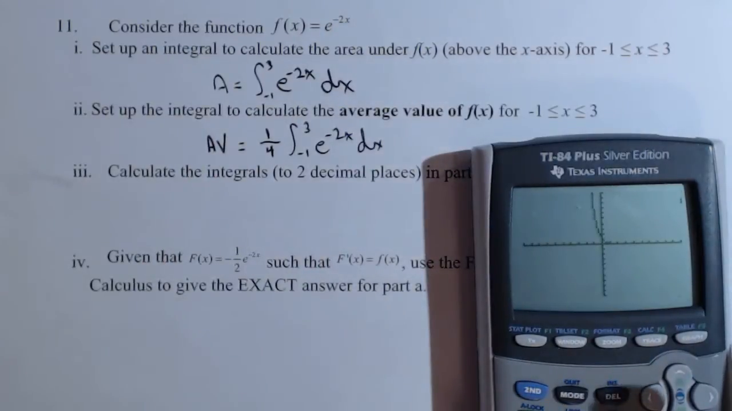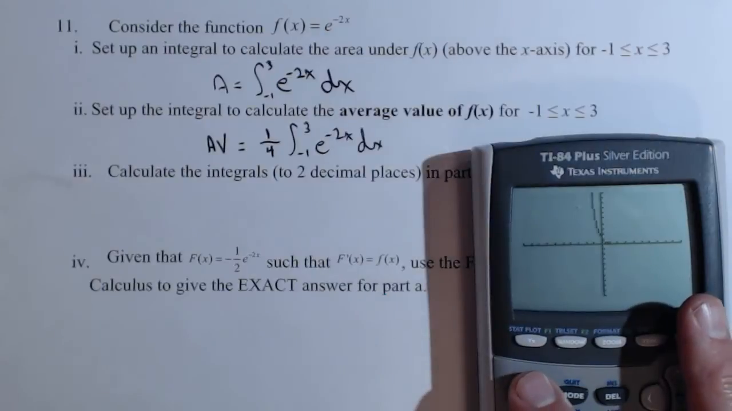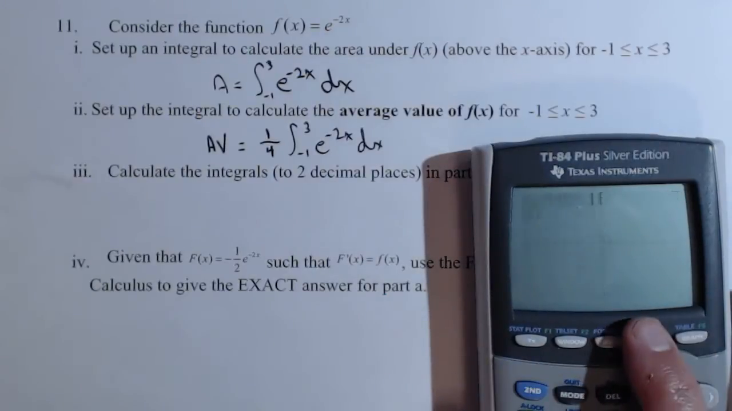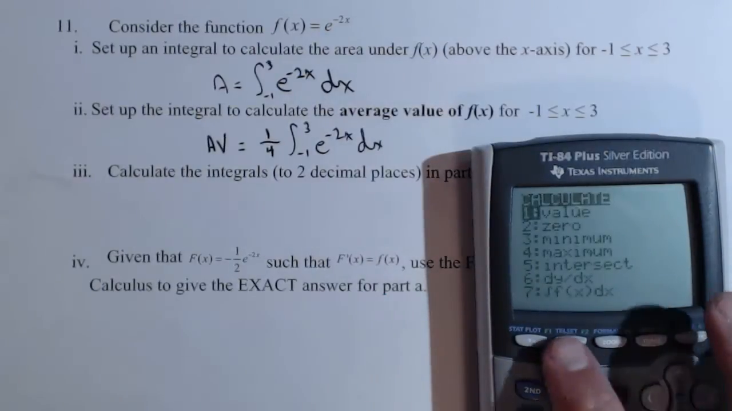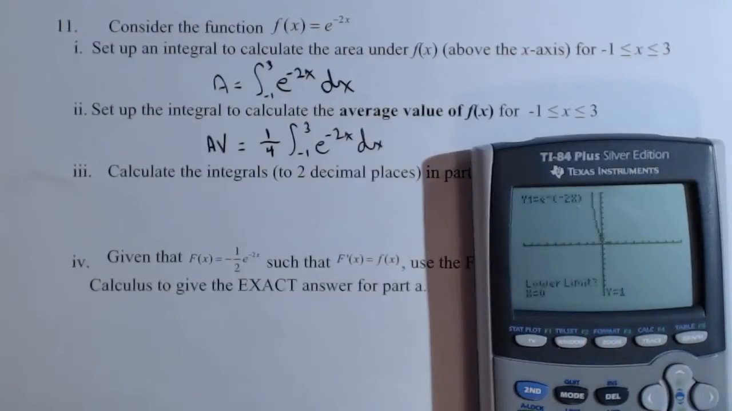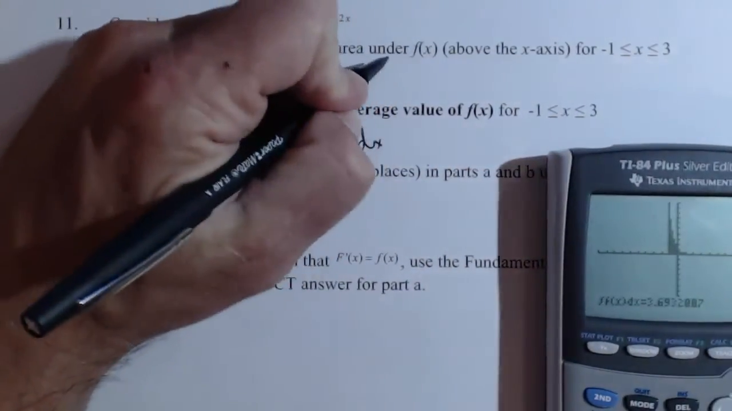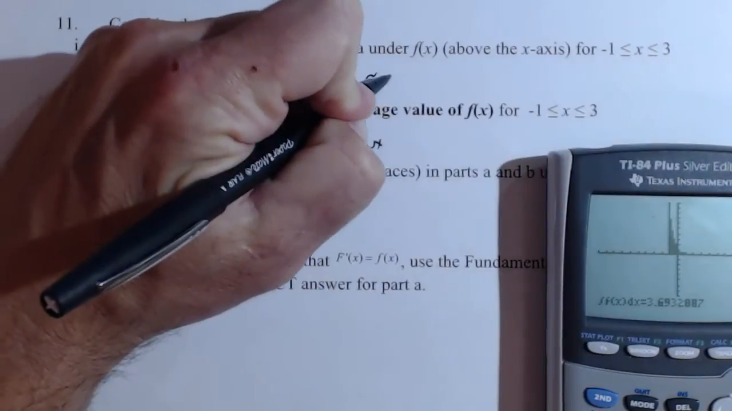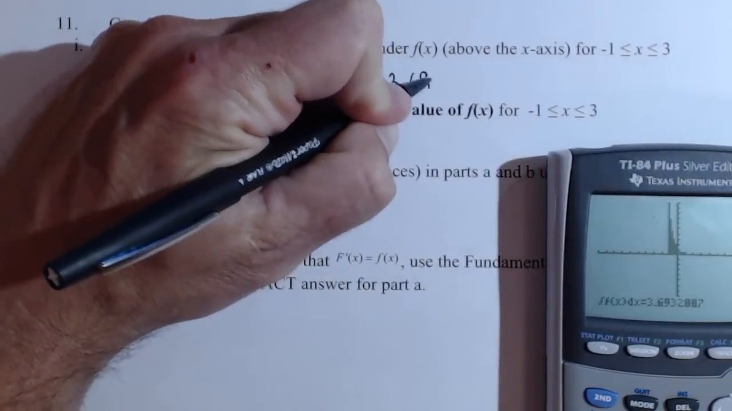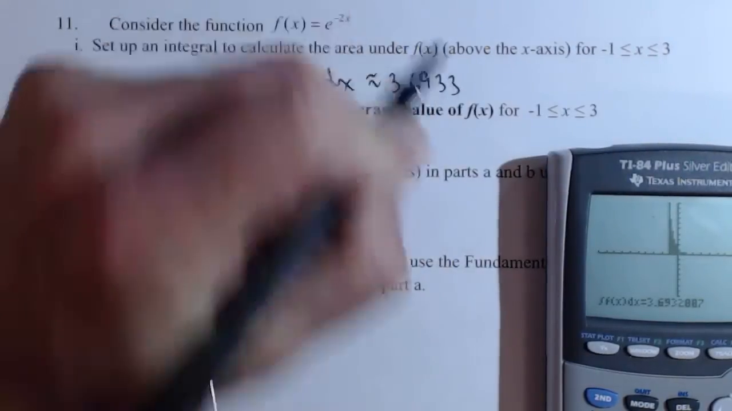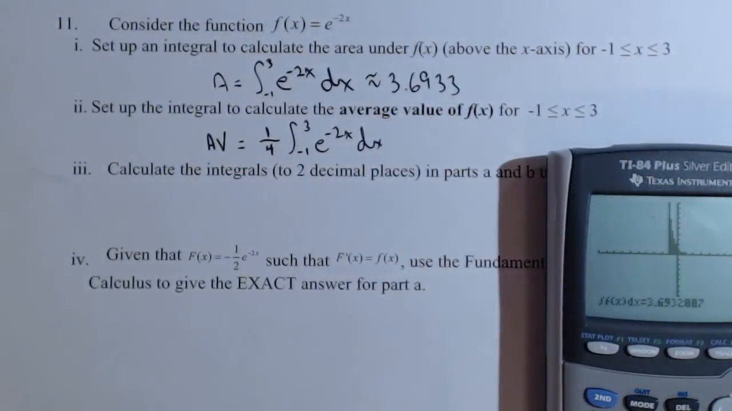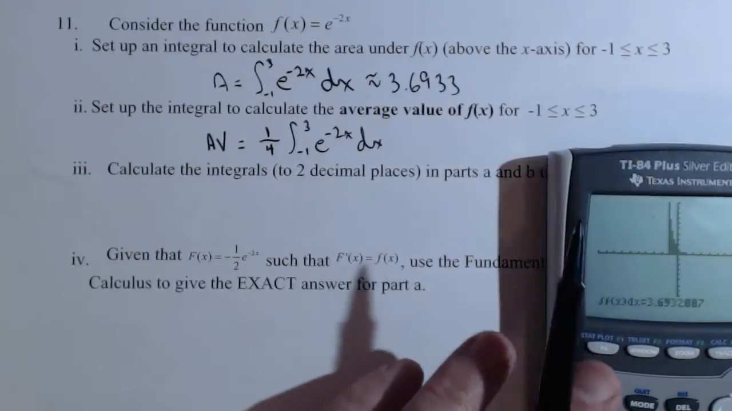And we're not that concerned with what the graph looks like on this particular instance. We go to second, calculate. Number 7 there is a definite integral, and we're doing it from negative 1 to 3, and that's the definite integral. So this one we know is approximately 3.6933.